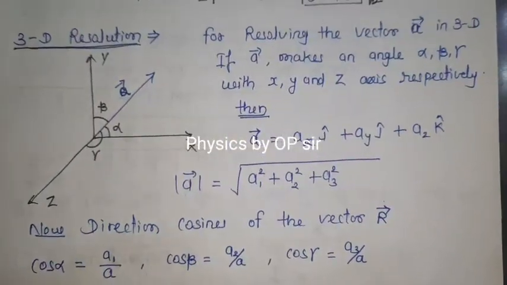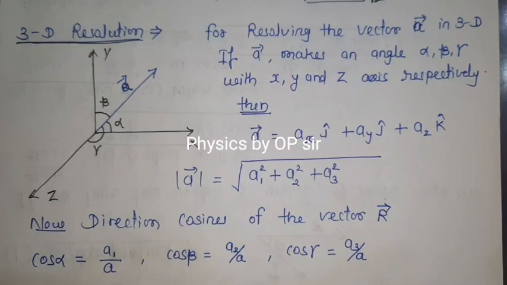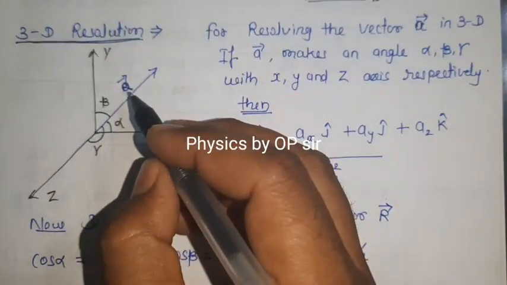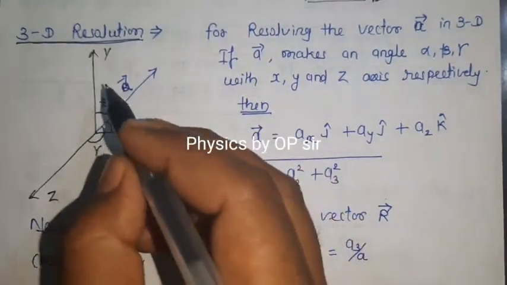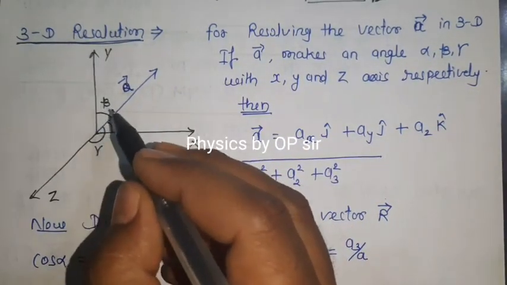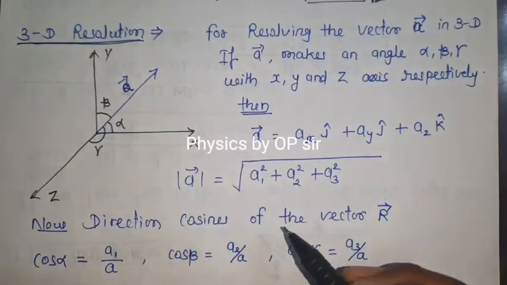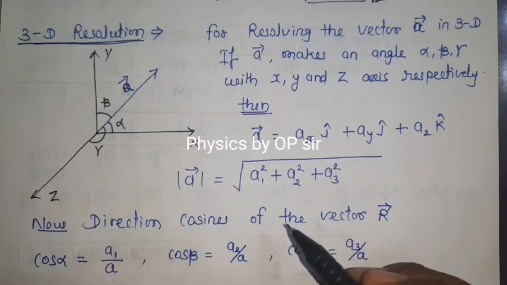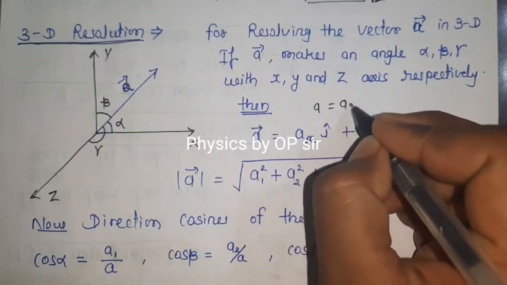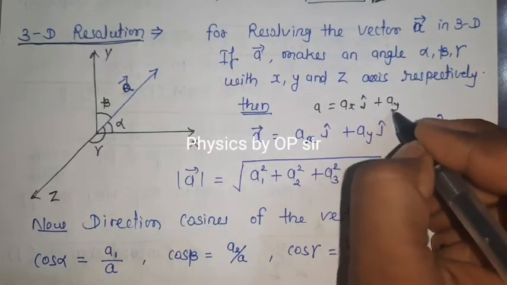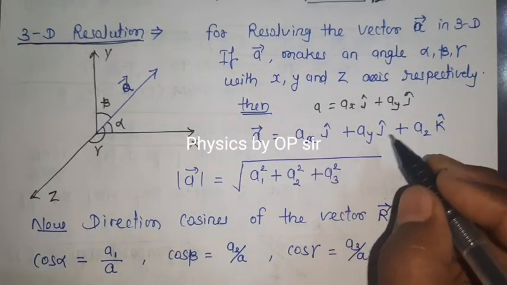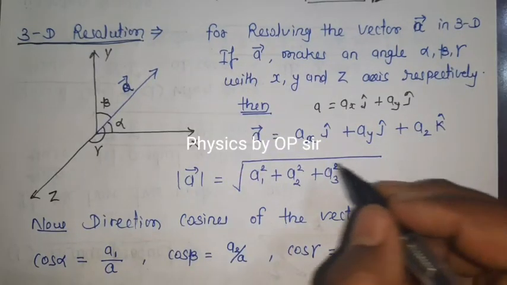Now we will discuss the rectangular component of a vector in three directions, and it is known as 3D resolution. Suppose we have the a vector and the x direction, y direction and z direction. It makes the angle alpha with the x direction, beta with the y direction and gamma with the z direction. So how can we write the component? In the previous case we wrote ax i cap plus ay j cap. Here we have to add k cap also: ax i cap plus ay j cap plus az k cap. This is in vector form.